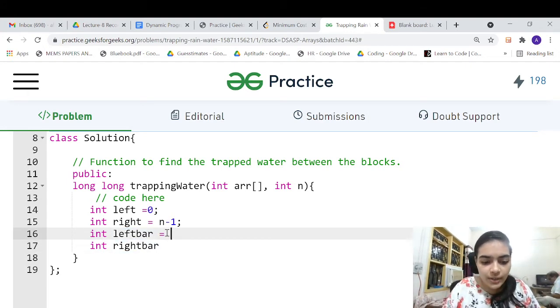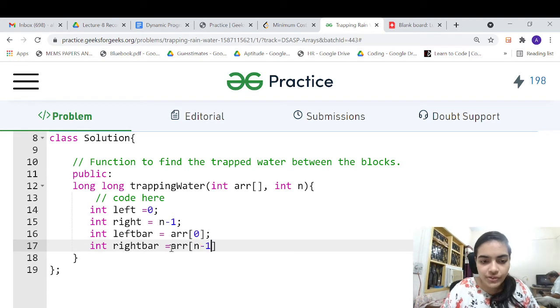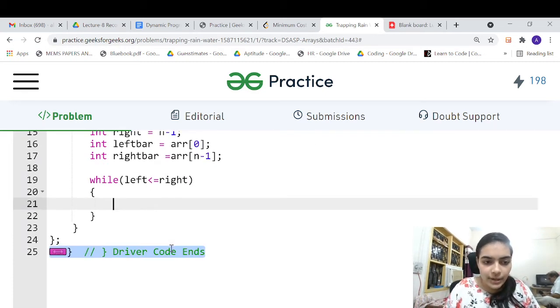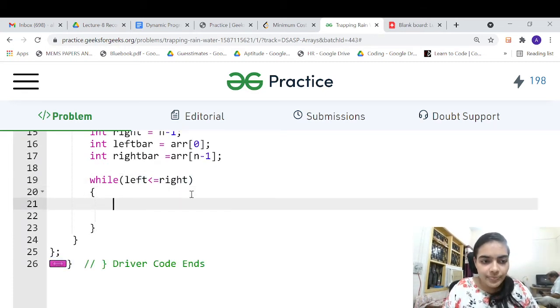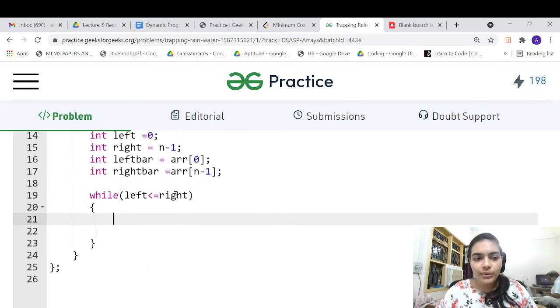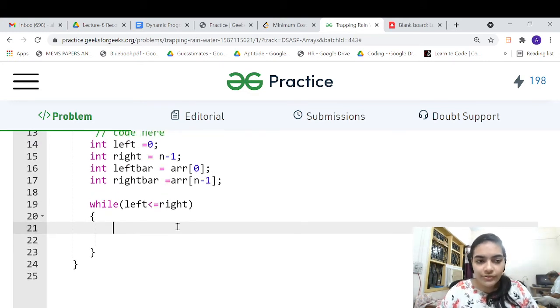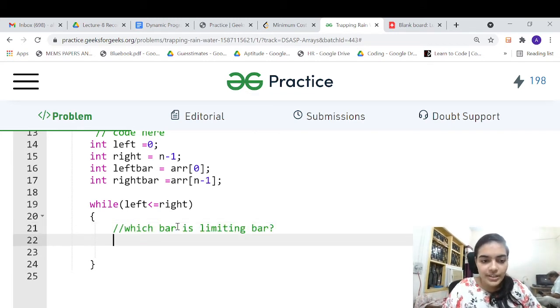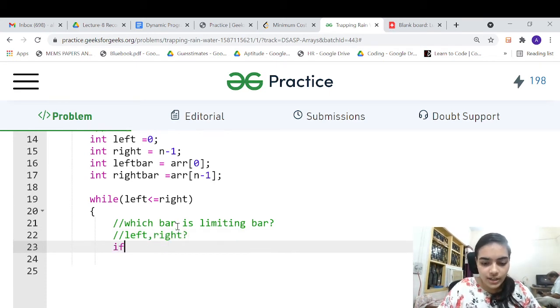Okay, so initially what will be their lengths? It will be simply array of 0, and this will be simply array of n minus 1. So first and last bars, that's it. Okay, until when can you keep traversing? Till the left and right are equal, till then you can keep traversing. After this, you will have to check two conditions, right? Which bar is limiting? Is it the left bar or is it the right bar? So that's what we will check.